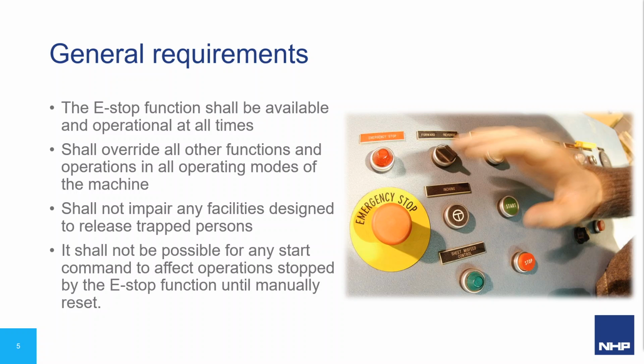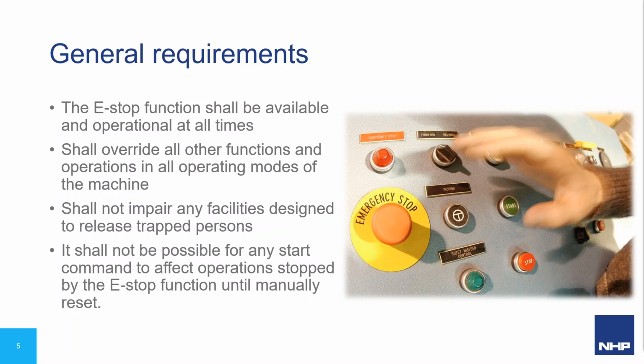Speaking of all modes of operation, the e-stop function, when actuated, must override all other functions and operations of the machine and in all modes. It shall also not impair any facilities designed to release trapped persons. Going back to our robot programmer example in the robot cell, if the emergency stop function is actuated, they cannot be trapped inside the cell.